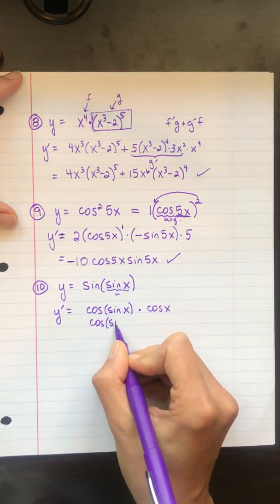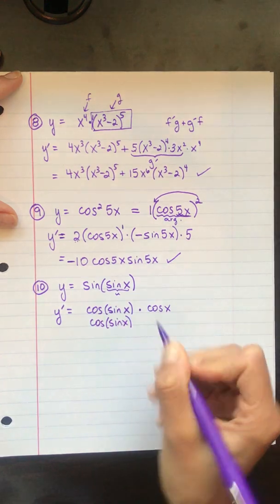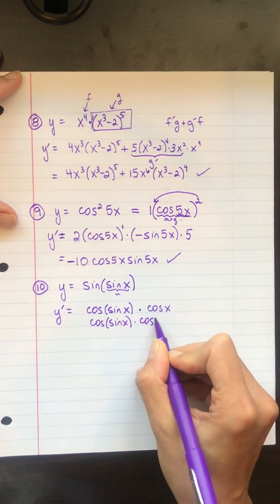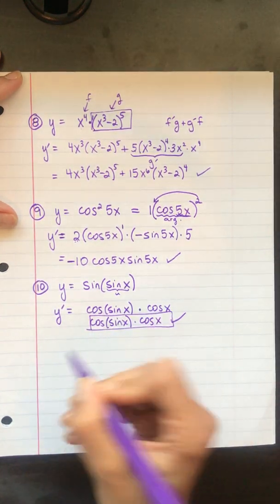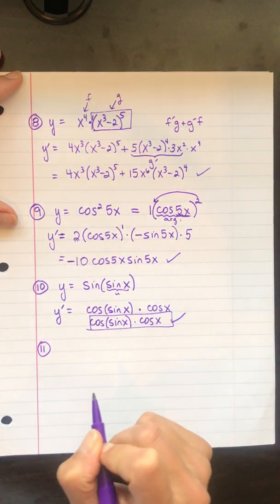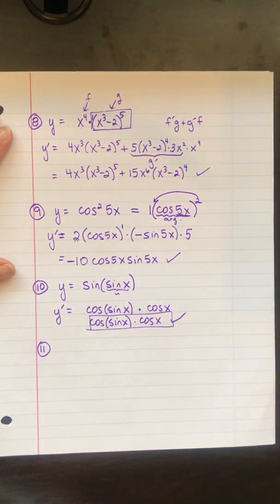Cosine of sine x times cosine x. Done. Well, I don't know why I recopied it. I didn't do anything different, but that's the answer. Let's do 3 more.